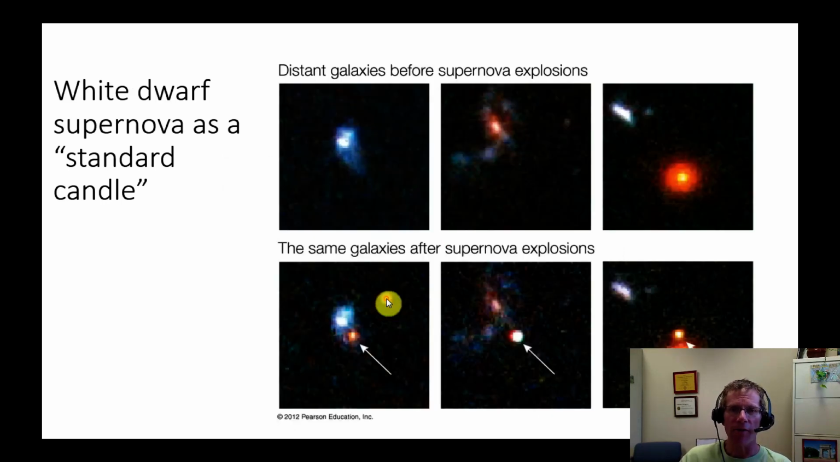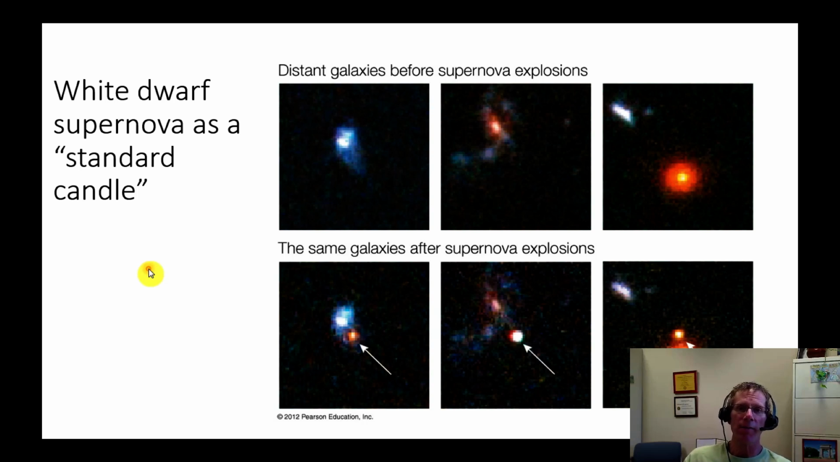The next type of standard candle is a white dwarf supernova. A white dwarf itself is not very bright, but a supernova is. A white dwarf supernova is in a binary star pair, a white dwarf and almost certainly a giant star, such as a red giant. The white dwarf pulls mass from the red giant. When it pulls enough mass such that it gets to be greater than 1.4 solar masses, the white dwarf cannot sustain itself as a white dwarf, and it goes supernova.